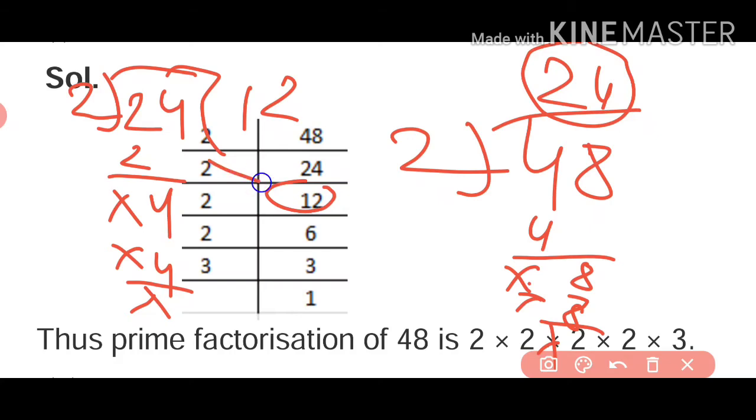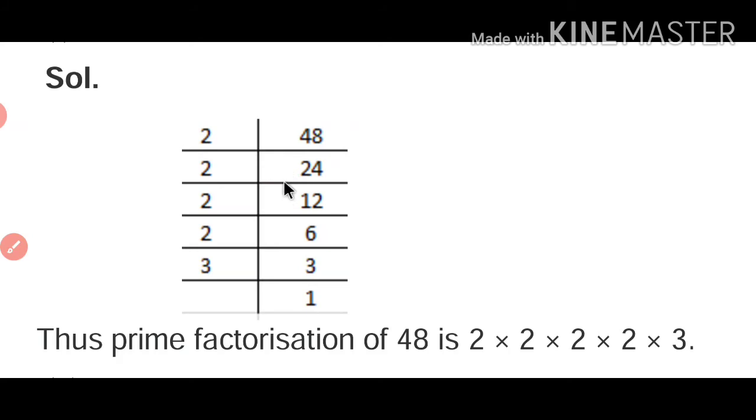And how many times 24? 12 times. So you have to write under 12. So this is the way to find the answer, or you can write it directly here without dividing. Now you have to see 12 is divisible by 2 how many times? So 2 6s are 12, then 2 3s are 6, and 3 1s are 3, as 3 is divisible by 3 itself only. So thus prime factorization.